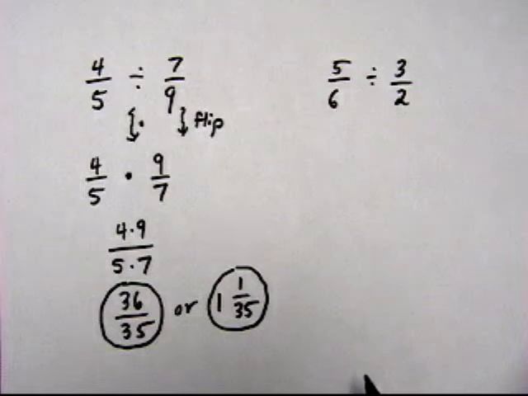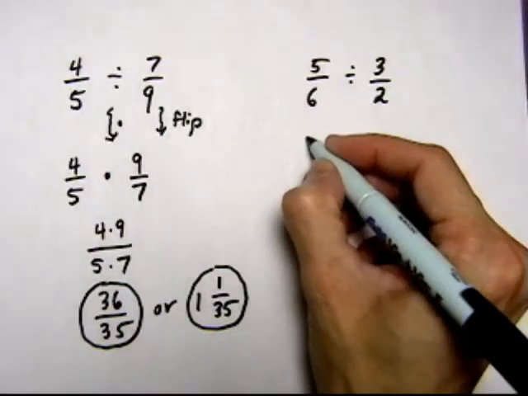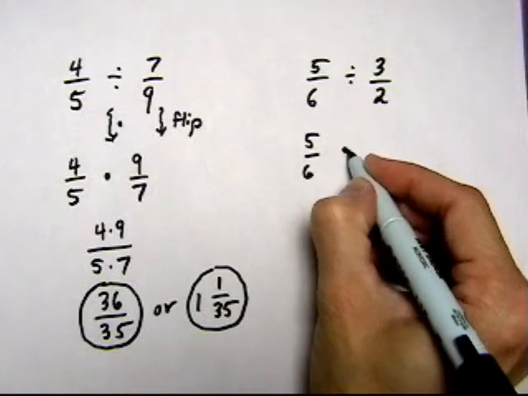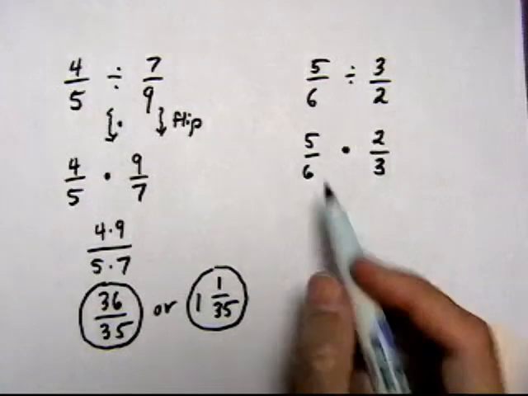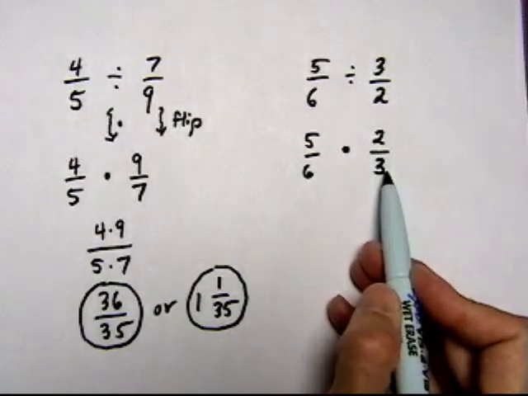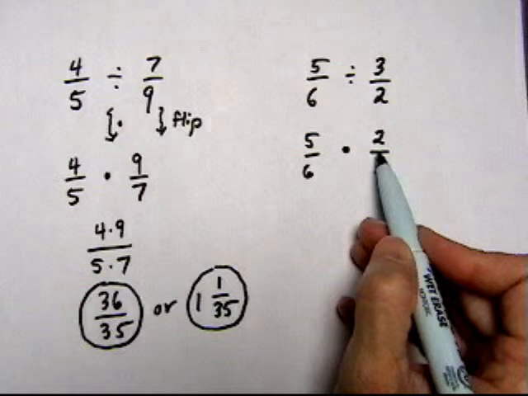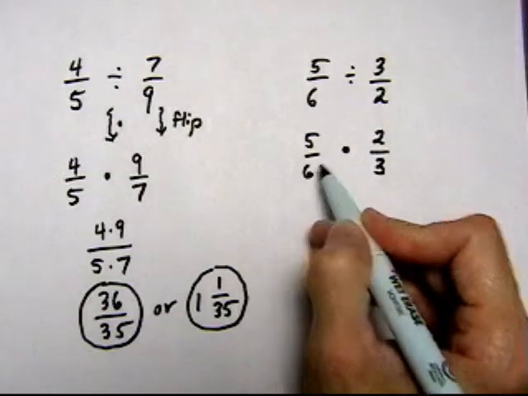Alright, let's try another one. We've got 5/6 divided by 3/2. So again, we keep the first fraction, multiply by the flip of the second one, or the reciprocal. So 5/6 times 2/3. And here we look to see if we have any common factors to cancel. And we have a 2 that we can cancel top to bottom.